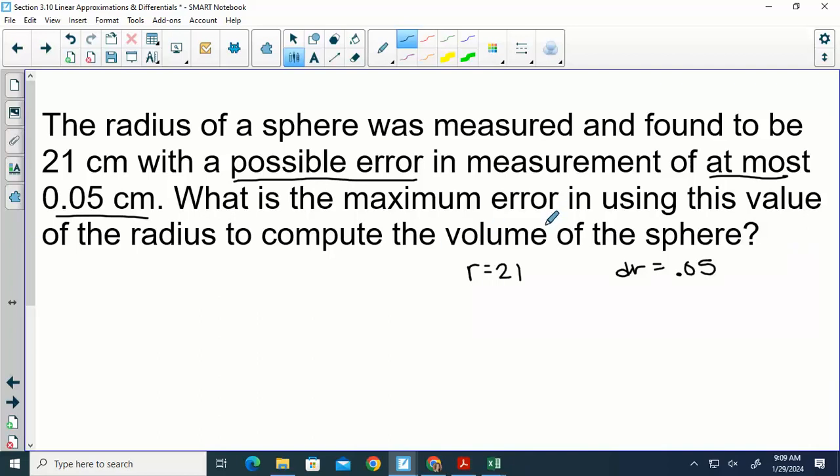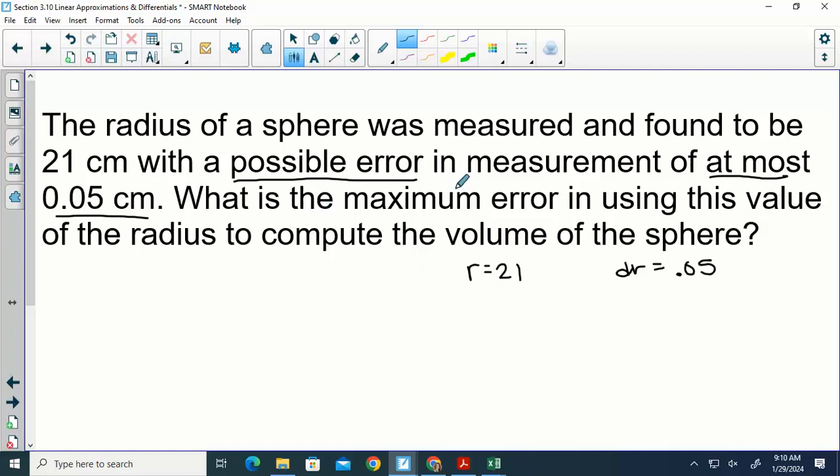What is the maximum error in using this value of the radius to compute the volume? Okay, so we know if we find the volume with a radius of 21, that's all well and good. But if the radius was actually 21.05, our estimate of volume would be off slightly. So what I'm asking you, when I say the maximum error, we're just finding the differential.